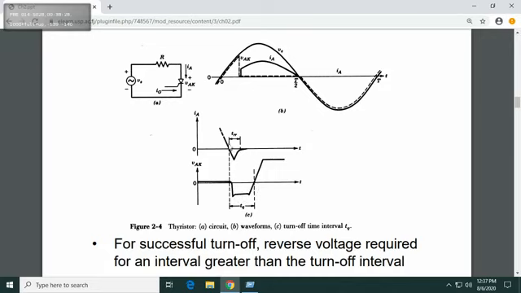So this is done automatically in a diode, TRR. But for a thyristor, we have TQ. The circuit needs to have negative current in order for it to go to 0. So this time is said to be TQ, the turn off time interval. The point here says for successful turn off, reverse voltage is required for an interval greater than the turn off interval. We need to supply negative voltage so that the thyristor is open again.